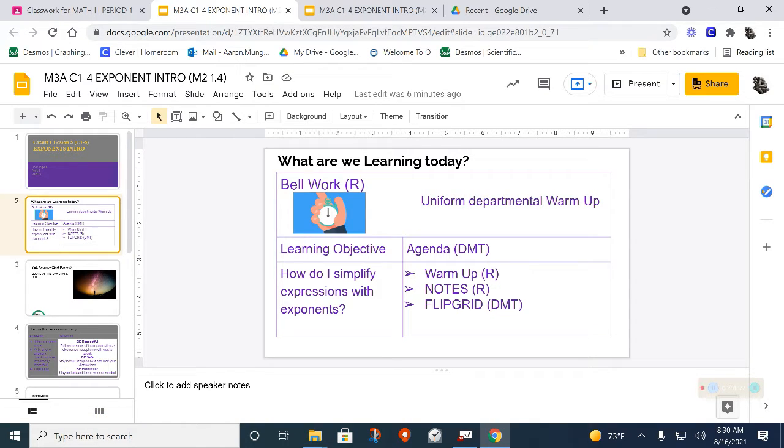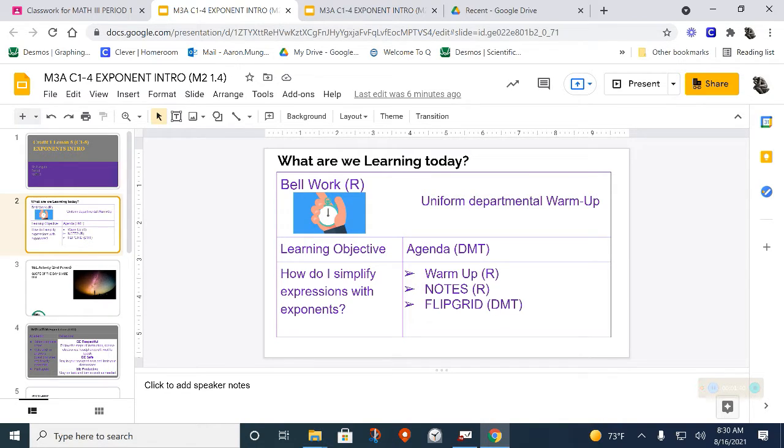Here's the agenda. Warm up, we already did the multiplication tables. That's your R stamp. Notes, we're about to take notes. That's gonna be part of your R stamp. And then you're gonna do a flip grid, which is your DMT, what I'm gonna grade today. What's the learning objective? How do I simplify expressions with exponents?